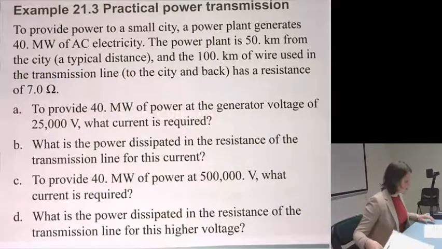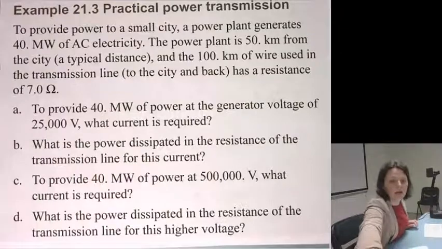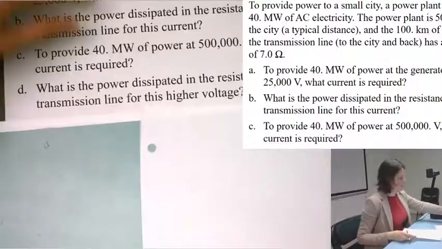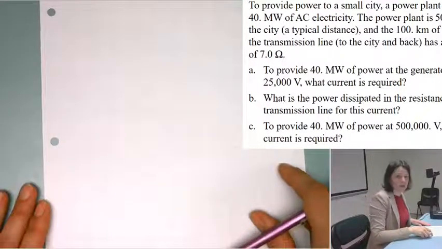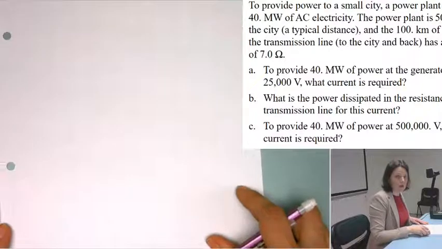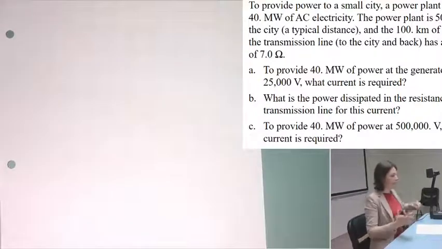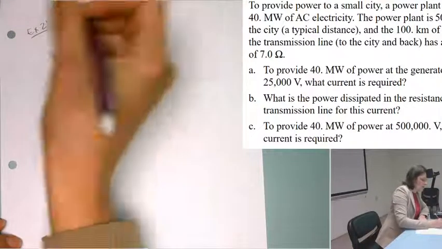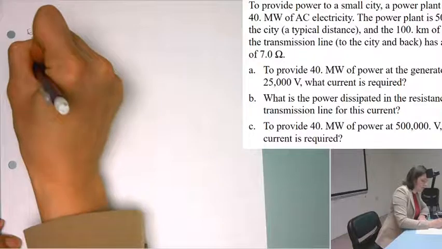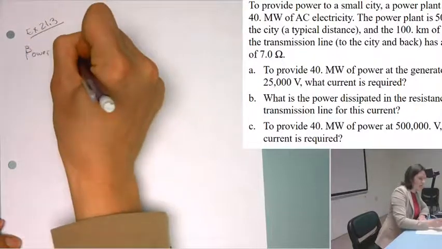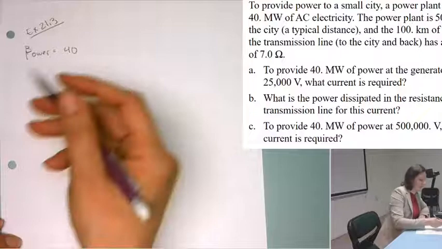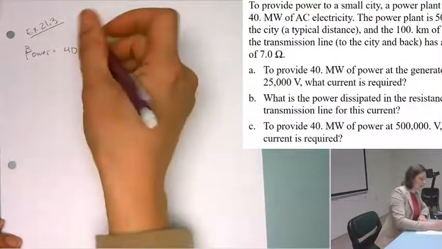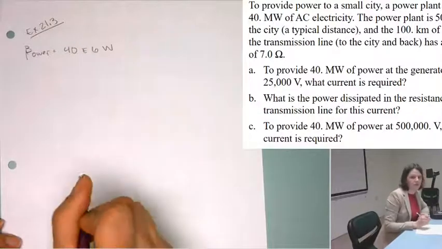let's step through this. I'm going to put up the PowerPoint on this so that I can show you some worked answers on our piece of paper here. All right, so let's write down what we know. We know that the power is 40 megawatts. Mega is a prefix for 10 to the 6, so I'm going to convert everything into regular old units so that I don't have to worry about any unit conversions.